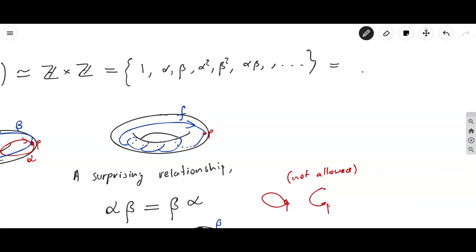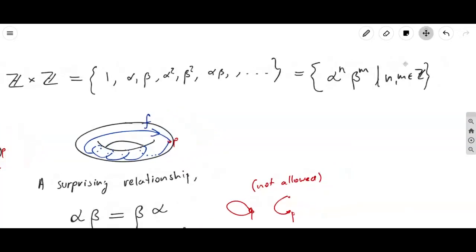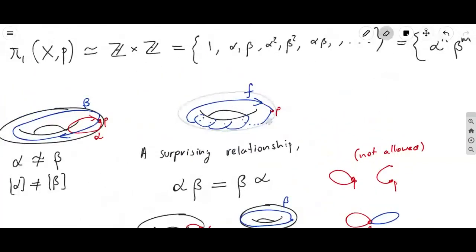So in general, it's going to look like alpha raised to the n, beta raised to the m, where n and m are integers. Since alpha and beta commute, you can always put the alpha first and the beta second. So you can see you're getting two copies of the integers: an integer for alpha and another integer for the beta factor. And it's essentially like the winding number.